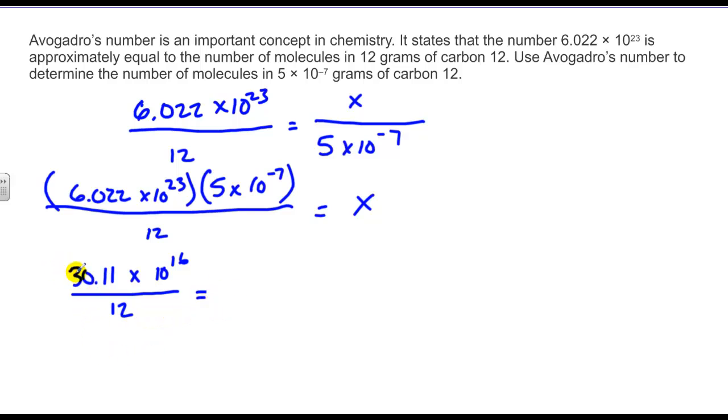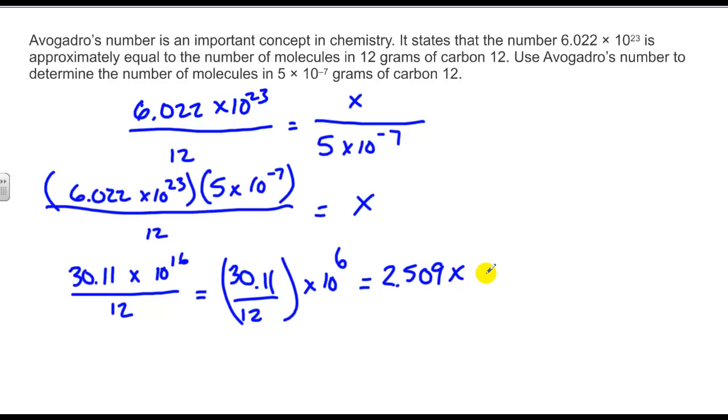Now I'm going to do 30.11 divided by 12. That's going to be times 10 to the 16th. Turns out 30.11 divided by 12 is about 2.509. And I'm just going to multiply that by 10 to the 16th. And that's all we got.